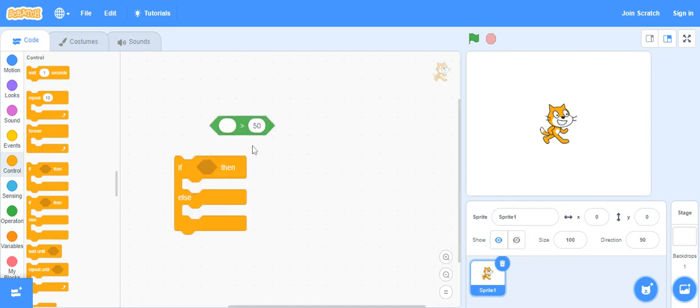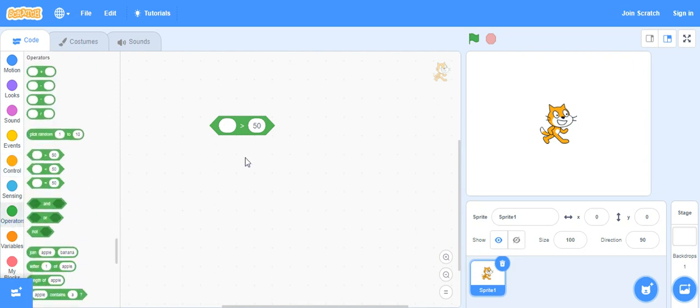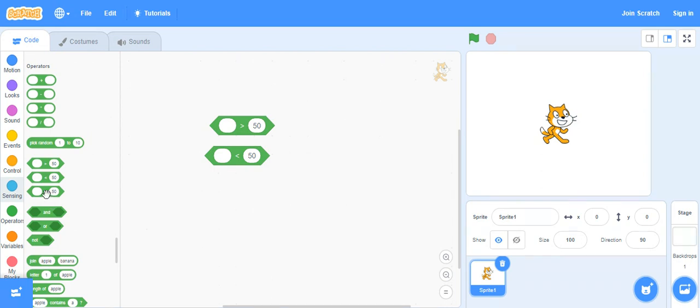It has a triangular edge. Now these are the comparative blocks. Remember, this means number greater than 50. This means number smaller than 50. This means number equal to 50. These three blocks are very handy because we do not know which number will come.